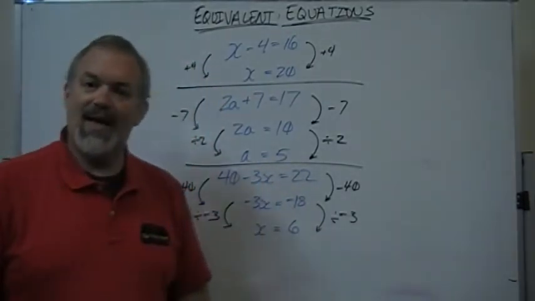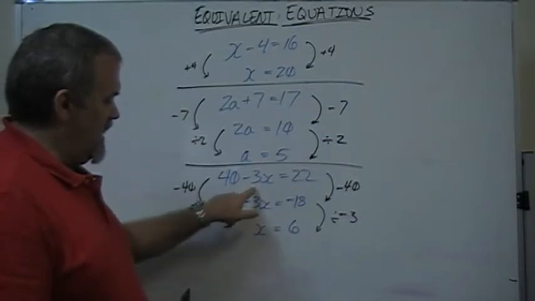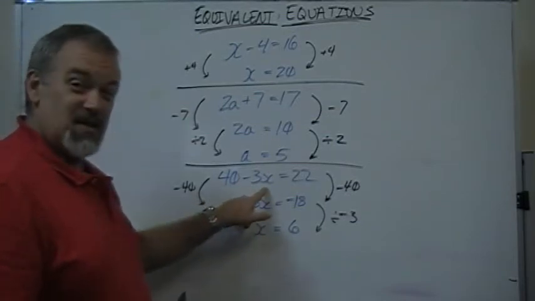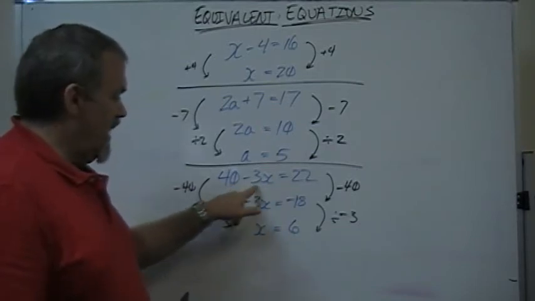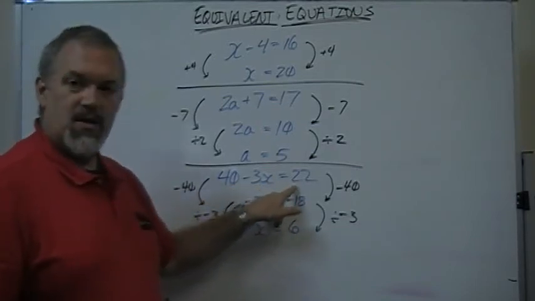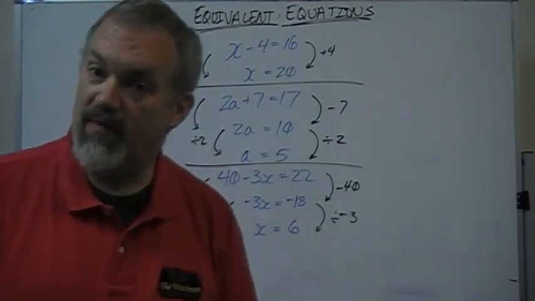Now let's put it back in and see if it works. I have x is 6, so I have 3 times x, which is 3 times 6, which is 18. 40, take away 18. 22, yes it is. I've done my problem right. And that is equivalent equations.